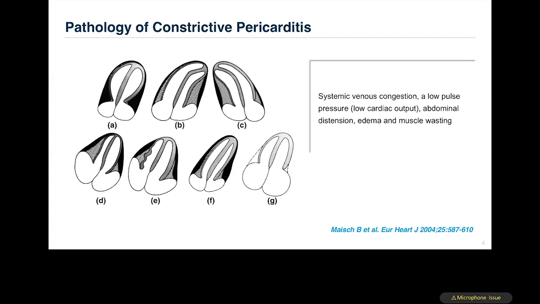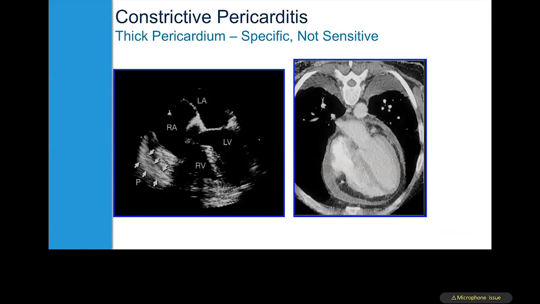But independent of the mechanism, it impedes the function of diastolic filling, causing elevated filling pressure inside the cardiac chambers and systemic venous congestion. The thickening of the pericardium can be appreciated using echocardiography. In fact, using transesophageal echocardiography, as you can see here, this thickened pericardium here over the right ventricle, and here is a CT scan, the same thickening of the pericardium.